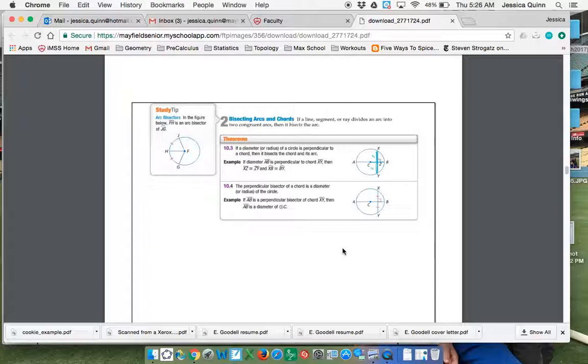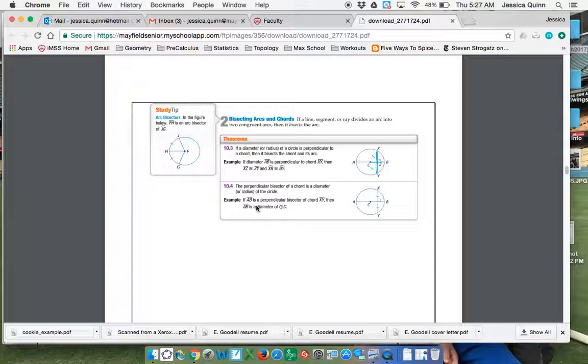But the theorem in this section says that if you have a diameter or a radius of a circle and it's perpendicular to a chord, okay, so here I have this radius CB. It is perpendicular to chord XY. And so what that means is that the chord is being bisected, and also that means the arc is being bisected. Okay, so that is that concept right there.